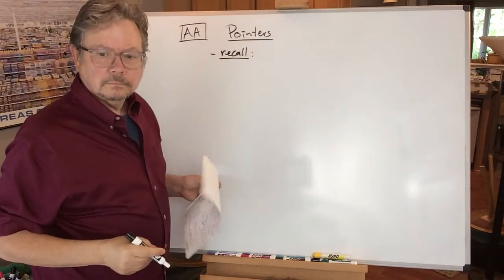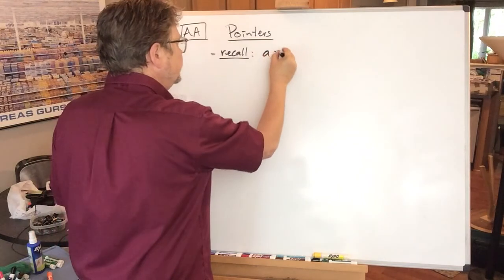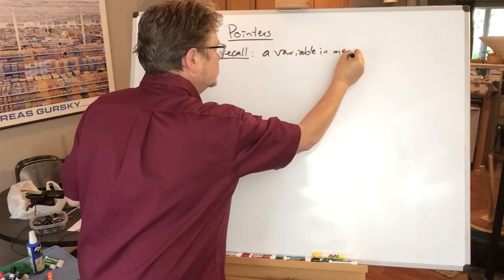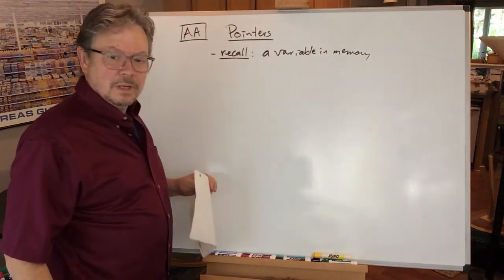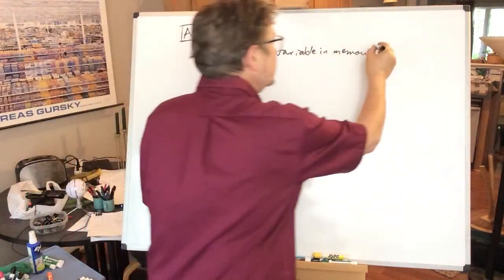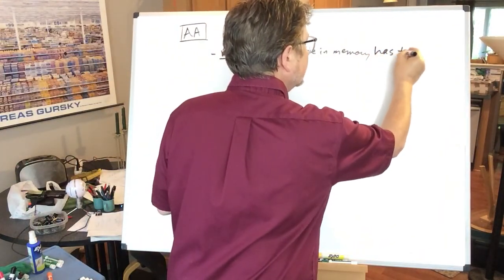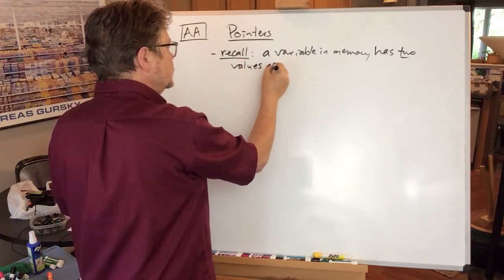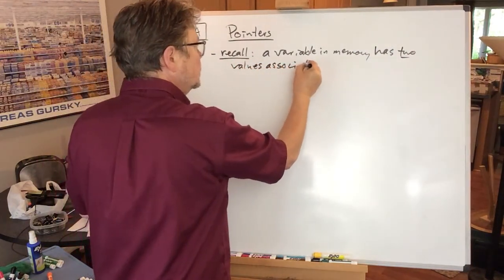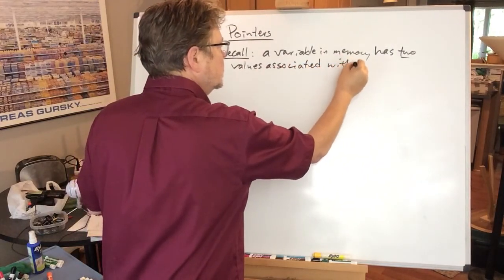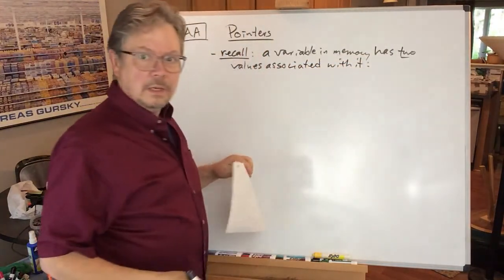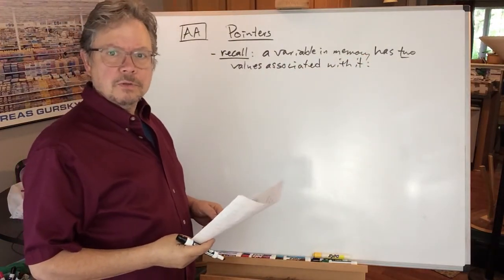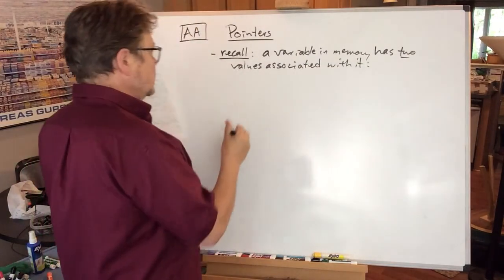Recall a variable in memory. Where else would it be? Well, yeah, that is a little redundant. A variable in memory has two values associated with it. Why am I claiming this is a recollection rather than brand new stuff? Because we had to look at this when we were doing reference parameters to functions. Remember that? Ah, yes, it all comes back to you.